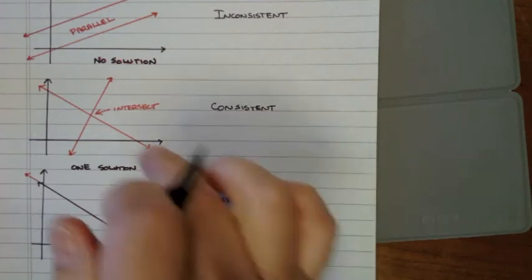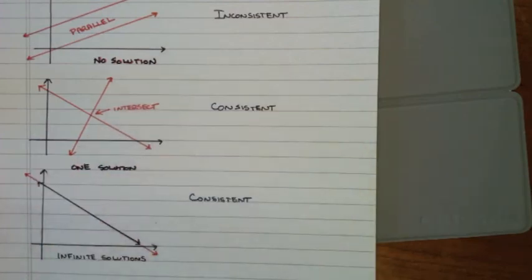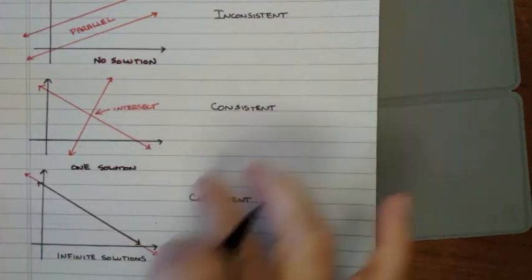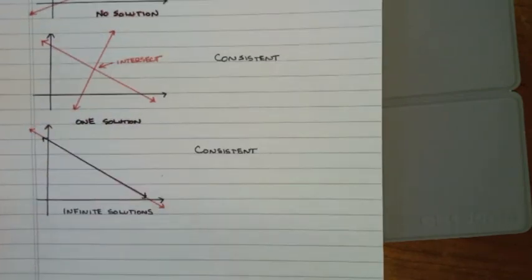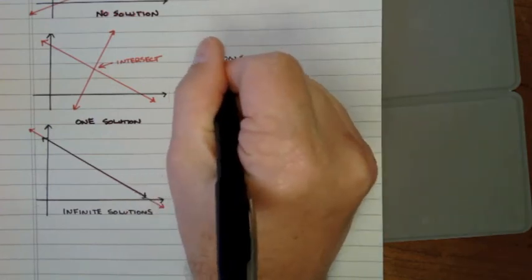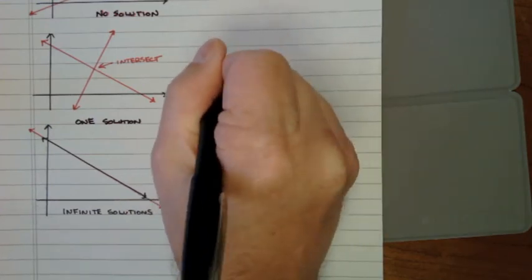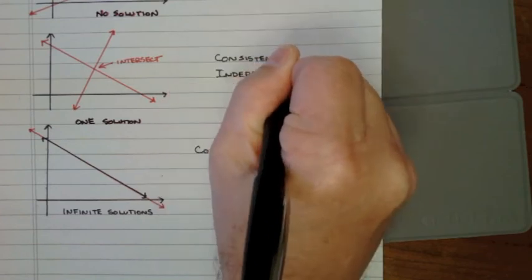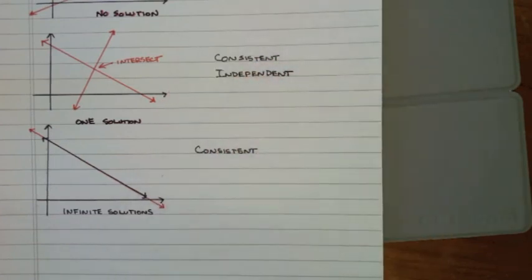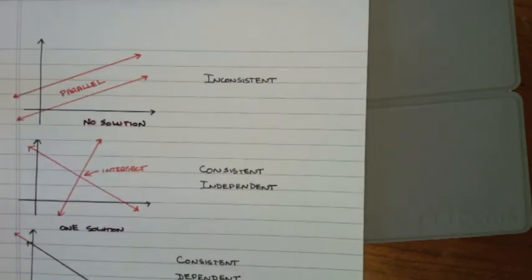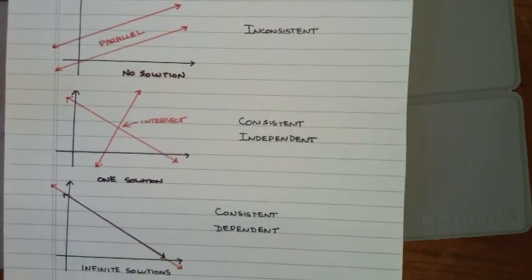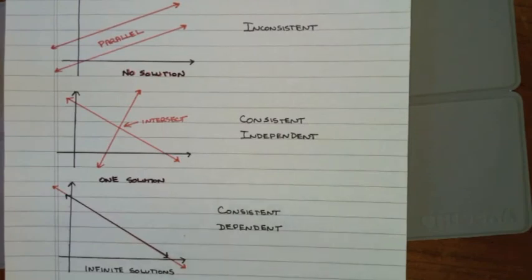describe it. Not only are both of these consistent, we need another word to describe the fact that this one only has one solution and this one has infinite solutions. If there's only one solution, it's not only consistent, but it's also independent. They're going to ask you to use these words to describe these three situations. Here are the three situations.